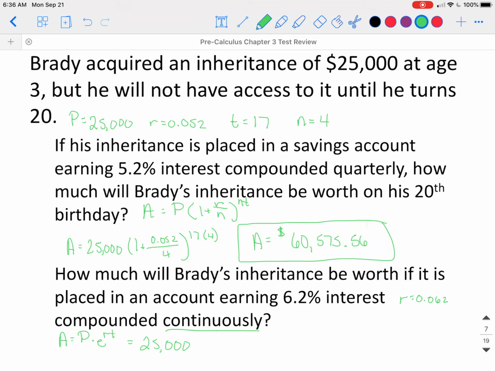We're still going to have that 25,000 times e raised to the rate times time, which is 0.062 times 17. And if we do that calculation, if he would have found some place to invest his money where it earned 6.2% compounded continuously, he would have earned $71,727.62 by his 20th birthday.